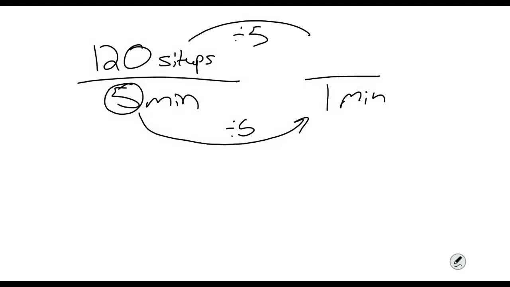Okay. How many sit-ups can we do per minute? What is 120 divided by 5? Will? 24. Do we agree with 24 sit-ups per 1 minute? Think you can do 24 sit-ups per minute? Maybe that. But doing it for 5 minutes? That would be intense. Okay. You think you can handle this? We good? All right.